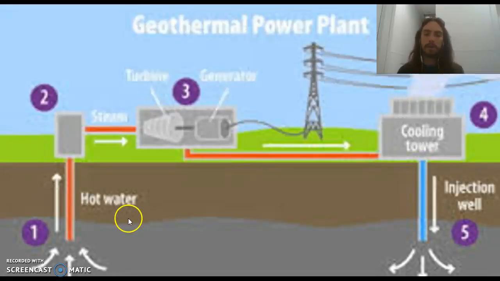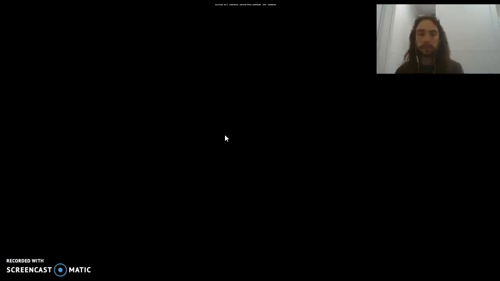So here's a geothermal power plant. It uses heat to heat up water, which creates steam, which turns a turbine, which turns a generator, goes into a cooling tower, and then it cools the water back into the groundwater system.